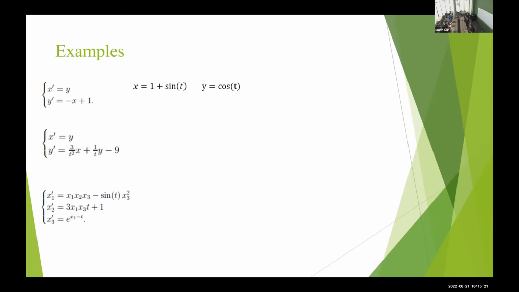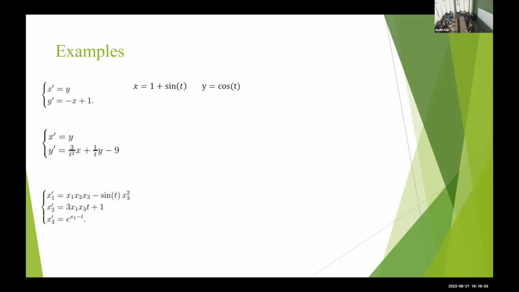I mentioned some examples here of linear systems. As you see in the first example, it has constant coefficients, and we can easily solve this equation. The x and y are expressed explicitly as trigonometric functions. But in the second example, it is still a linear system, but the coefficients are not constant. We can see t as an independent variable in the coefficients.